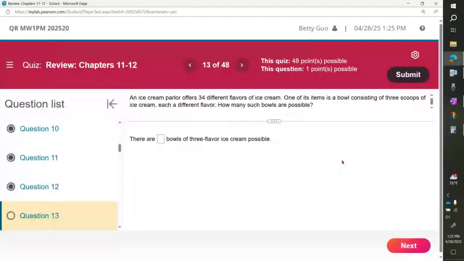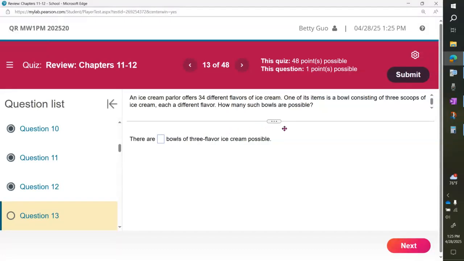Question number 13. An ice cream parlor offers 34 different flavors of ice cream. One of its items is a bowl, not a cone, a bowl consisting of 3 scoops of ice cream, each a different flavor. How many such bowls are possible? Since it's a bowl, the order of the 3 flavors does not matter, because in a bowl one has to touch the other. So the order does not matter. This is a combination problem.